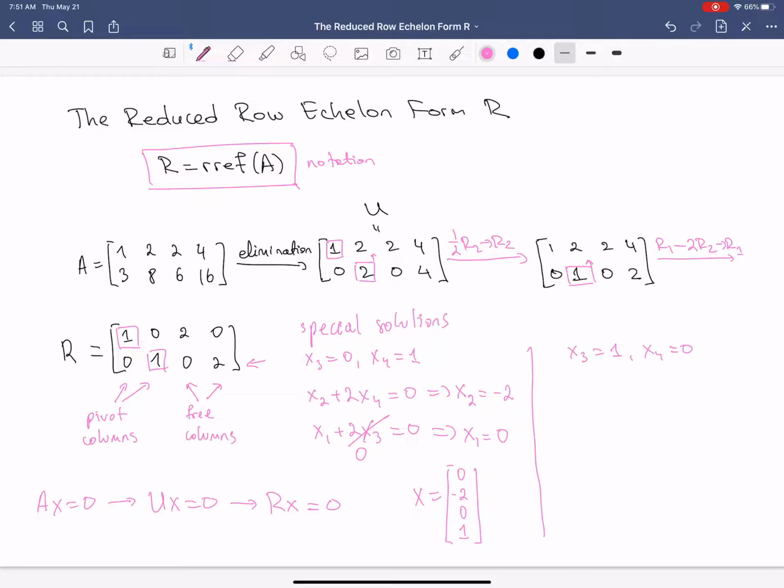The other special solution is when we set x3 to be 1, but x4 to be 0. There we get from the second equation x2 plus 2x4 is 0. Since x4 is 0, it follows that x2 must be 0. And then from the first equation, we have x1 plus 2x3 is 0. Since x3 is 1, it follows that x1 is a negative 2. And so this special solution, the second one, is negative 2, 0, 1, 0.